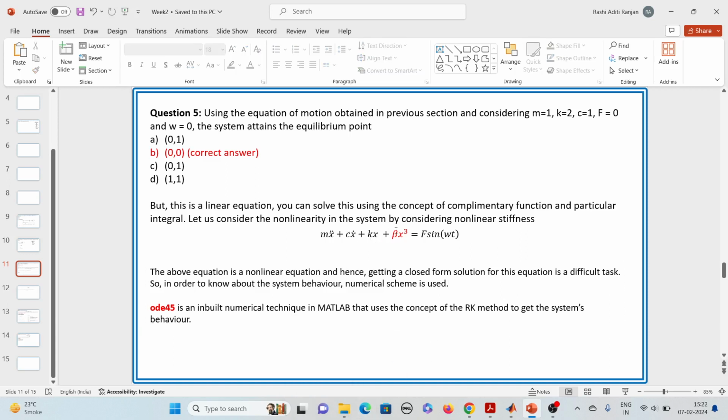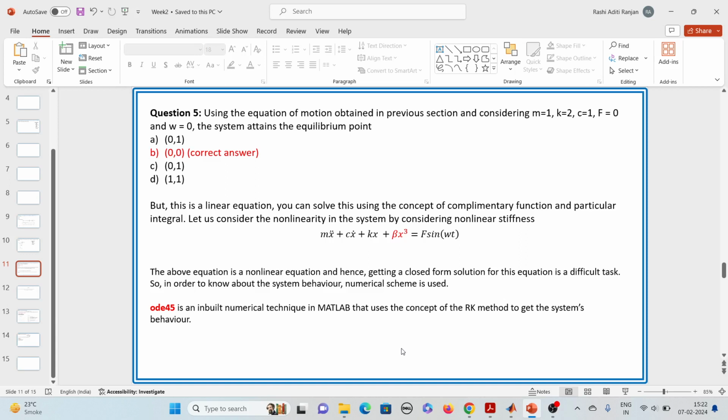So for this given equation, if I consider some nonlinearity as beta x cube in the system, I want to know how the system is going to behave for a particular set of parameters, for a particular time, and for a particular initial condition, obviously. Why do I have to give the initial condition? As I said earlier, in order to know the behavior of the system at t n plus 1, I need to know the behavior of the system at t n. If I don't know the behavior at t n, I cannot compute t n plus 1.